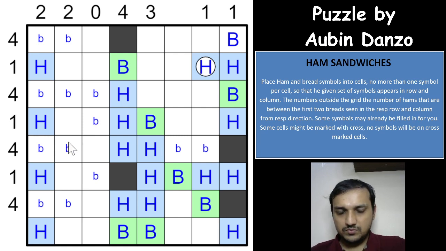If this is B, no, if one of these two cells would have to be B, right? So this cell cannot be an H.